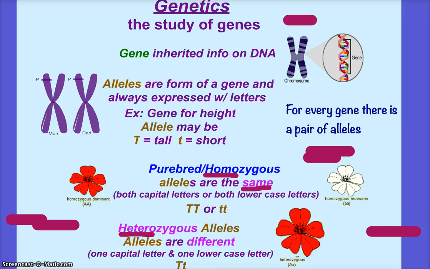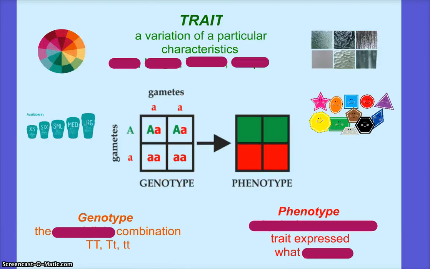If you see the word allele, what are you automatically going to think of, Nate? Genes and letters, because alleles express genes and we express them with letters. How many for each gene? Two. A pair of alleles. If you're homozygous, you're going to have what? Two capitals or two lowercase. If you're heterozygous, one uppercase, one lowercase. Good job. Now we're going to talk about different things in terms of alleles and the physical characteristics you see.